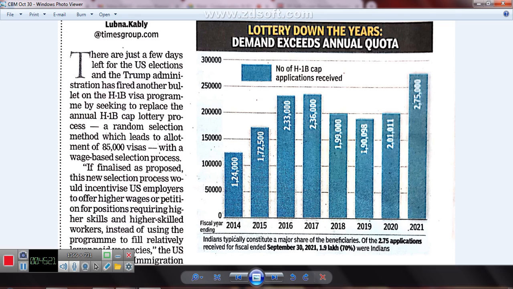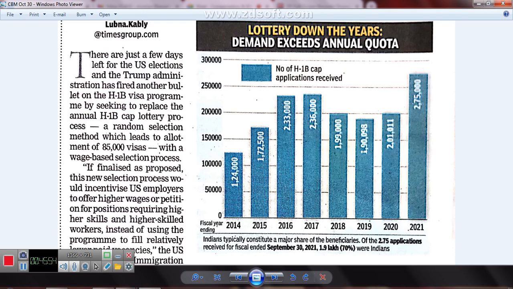Demand exceeds the annual quota. If you can see here, for the fiscal years ending 2014 to 2021, the blue bars are the number of H-1B cap applications received. And the quota is only 85,000. In 2014 the number of H-1B applications was 1,24,000; in 2015, 1,72,500; and for 2021 it's 2,75,000.